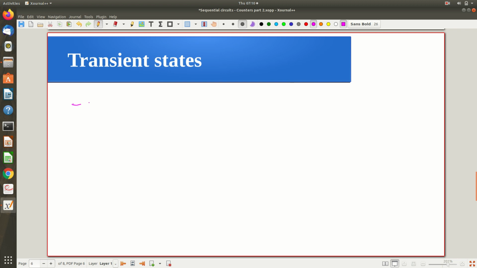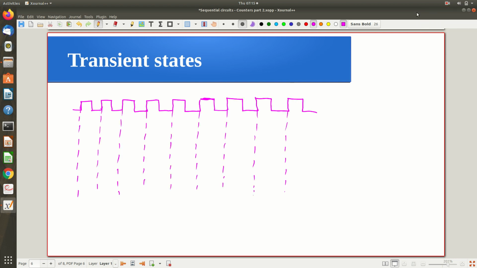So let me take the original input clock now. Let's take a small clock pulse like this. To understand these things you should draw this timing diagram properly. Why I am spending this much time is that I want you to understand it clearly. I don't want you to learn anything by heart, so that it will be interesting for you. One second. Yes, I just completed the diagram.